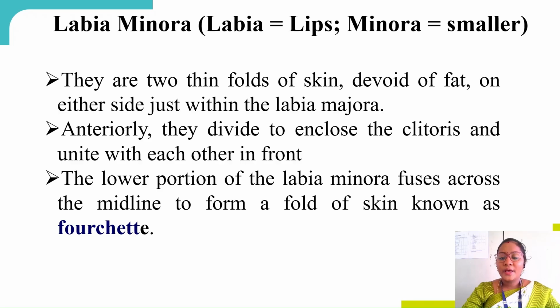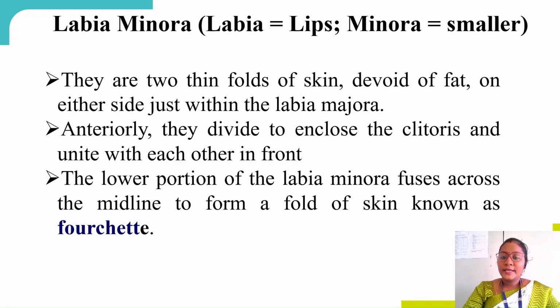So next is the labia minora. Labia means lip, and minora means the smaller. Majora is the larger one, and minora is the smaller one. There are two skin folds devoid of fat, which means no fat. On either side, just within the labia majora, that is inferior and inner to the labia majora.